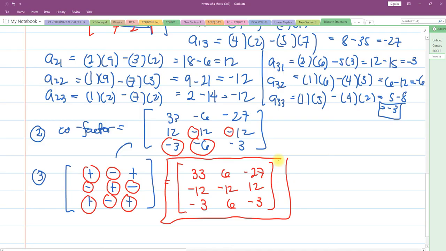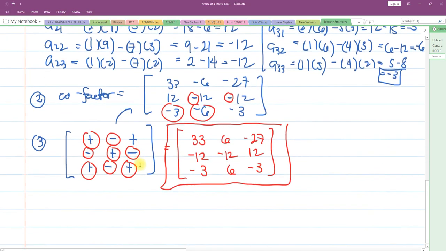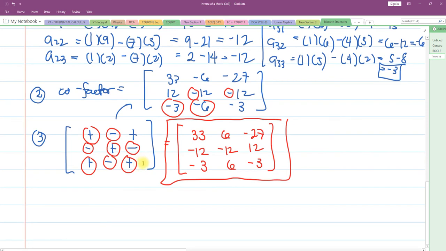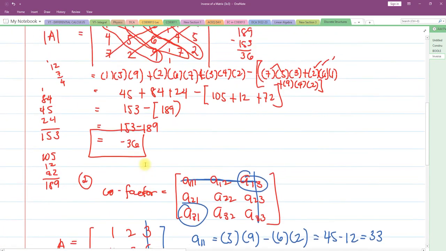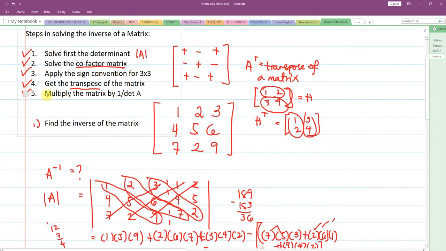This is very important. Okay? So don't forget this step. Actually, all of the steps are important, so we should not forget the signs. Okay? So, for number 3, we are done.